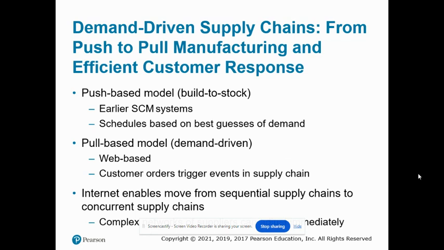This discusses the fact that supply chain management systems facilitate efficient customer response, allowing the workings of the business to be driven more by customer demand, moving from push-based sequential models to pull-based concurrent models of production.